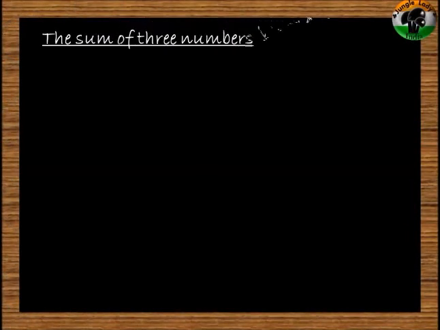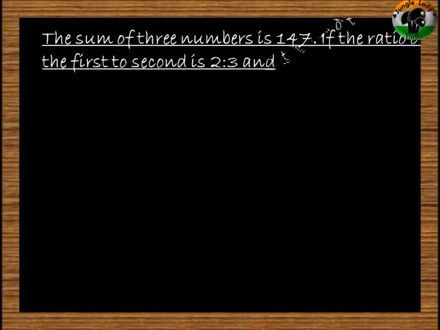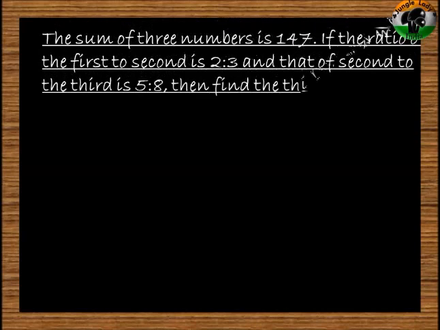Let's read out the question. The sum of three numbers is 147. If the ratio of first to second is 2:3 and that of second to third is 5:8, then find the third number. So the given thing is the sum of three numbers is 147. Let me take the three numbers as A, B and C.